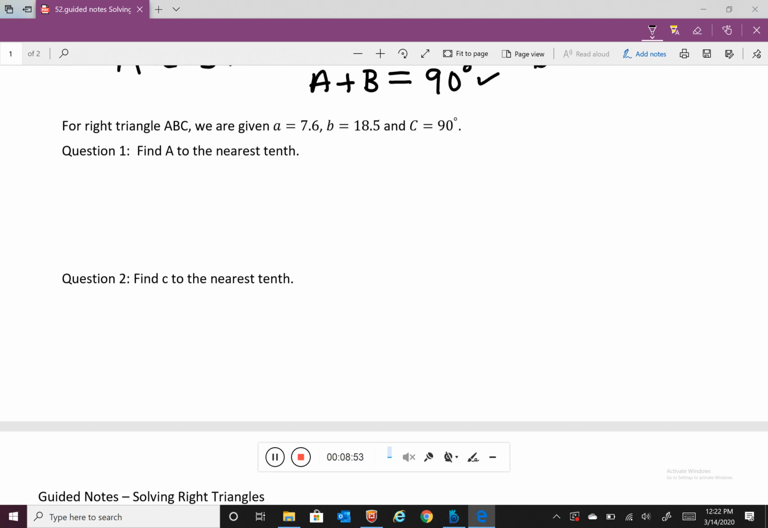So you have two questions here. For right triangle ABC, we are given that side A is 7.6 and side B is 18.5. And this is a right triangle with angle C equals 90 degrees. And you are asked to find angle A to the nearest tenth. And then second question, you are asked to find side C to the nearest tenth.